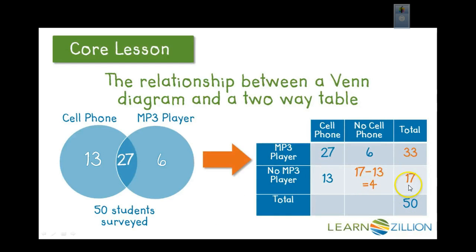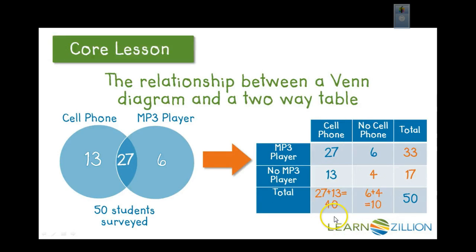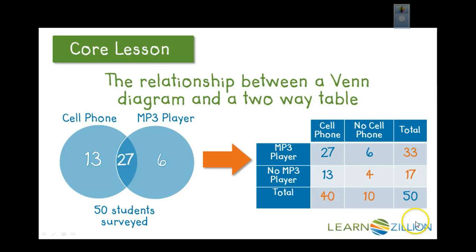Next, we say, well, we know that 13 and some number have to add up to be 17. So we work backwards. We say 17 minus 13, and we get 4 in that cell. Now, all that's left to do is just to total each column. So we can say 27 plus 13 equals 40, 6 plus 4 equals 10. Now, all of our cells are complete. We verify that 40 plus 10 does, in fact, equal 50, as well as 33 plus 17. And now we have a completed table that we were able to translate from a Venn diagram.